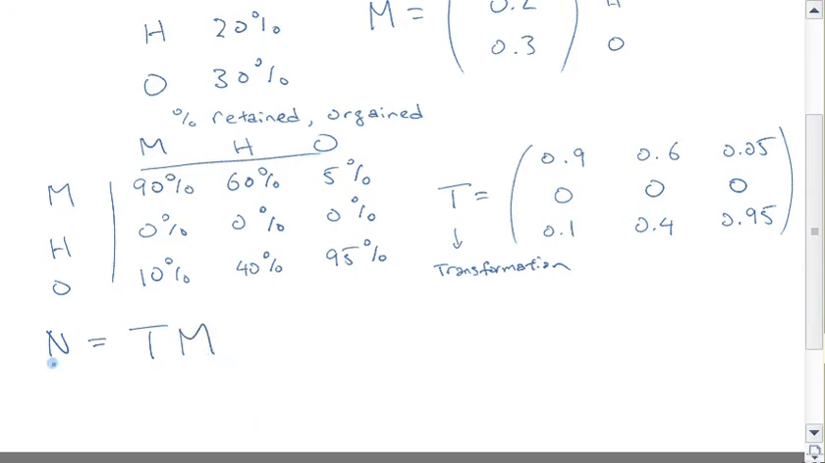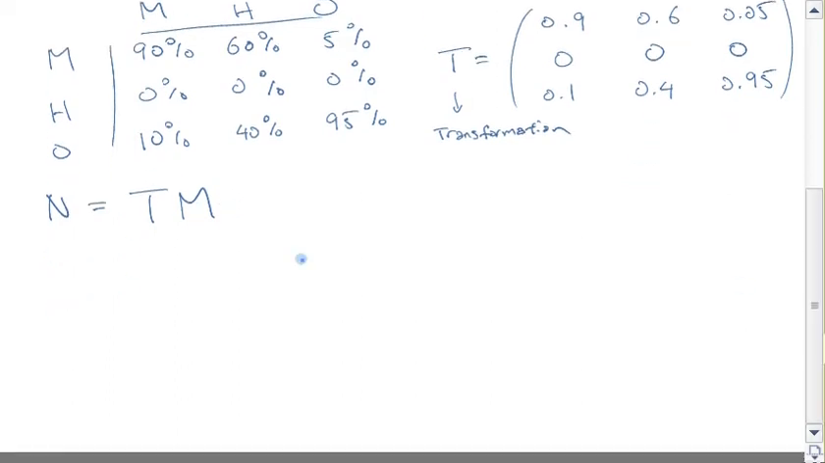So the new market share is equal to the change in the market share times the old market share. So what I'm going to do is now just do this matrix multiplication and then try to convince you that the numbers we get actually correspond to the new market share. So let's do this matrix multiplication.